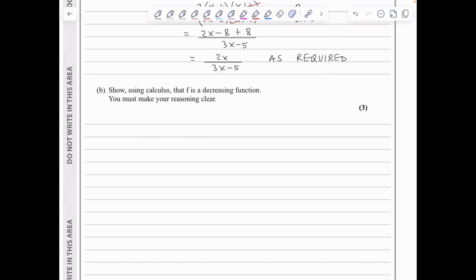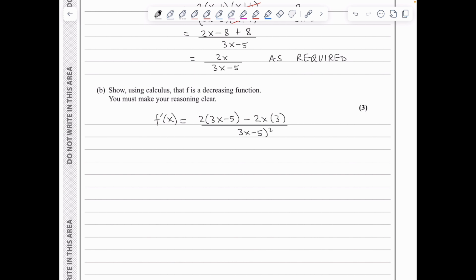In part B, we need to use calculus to show that f is a decreasing function. So calculus here means differentiation. So let me start by finding an expression for f dash of x. I will be applying the quotient rule of differentiation. So I differentiate the top, which leaves me with a 2, and I keep the bottom of 3x minus 5, minus I keep the top and I differentiate the bottom. The derivative of the bottom is 3, and all of it over the bottom squared, which is 3x minus 5 all squared.